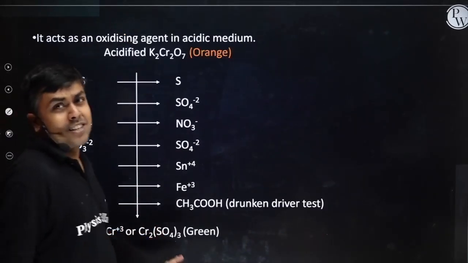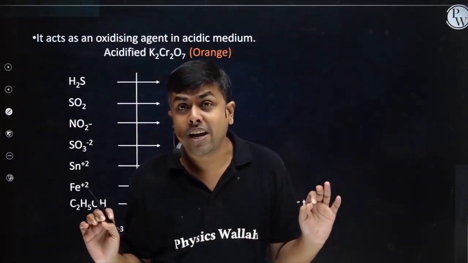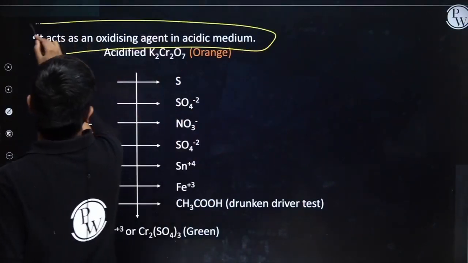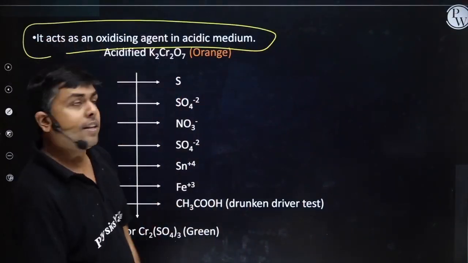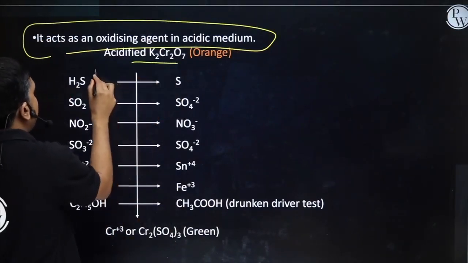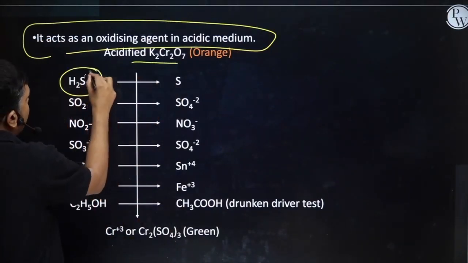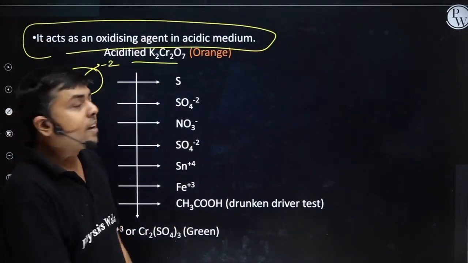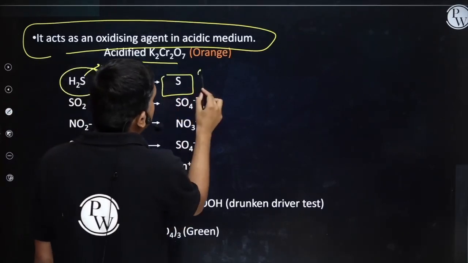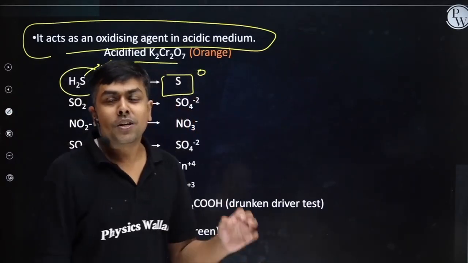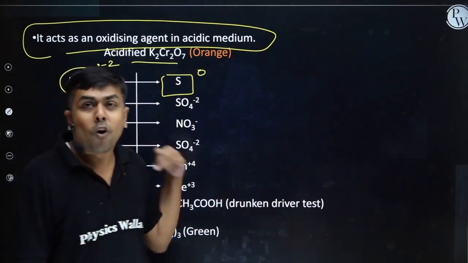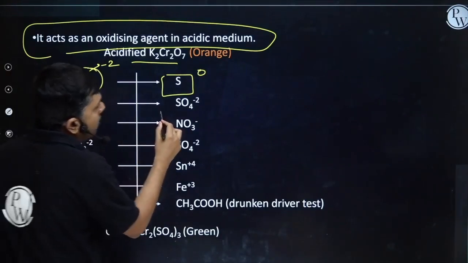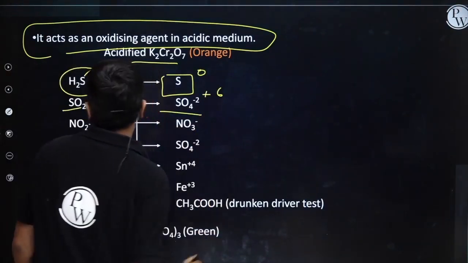Student, already discussed, it's a strong oxidizing agent. So it's widely used as an oxidizing agent in acidic medium. If this potassium dichromate is treated with H2S, here sulfur is in the minus 2 oxidation state. Hydrogen sulfide will get converted to sulfur, sulfur in 0 oxidation state, right? So K2Cr2O7 is oxidizing hydrogen sulfide to sulfur.